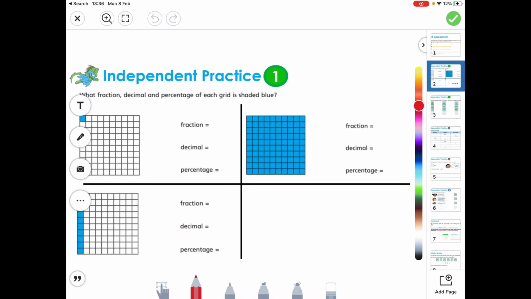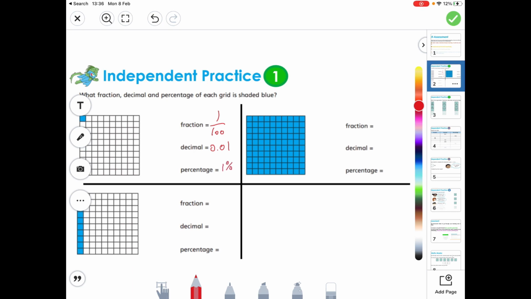Hi Year 6, this is a review video. What fraction, decimal and percentage of each grid is shaded blue? Well, on this grid here, it's a 100 square and 1 over 100 is shaded. That means the decimal is 0.01, 100th, and the percentage will just be 1%.